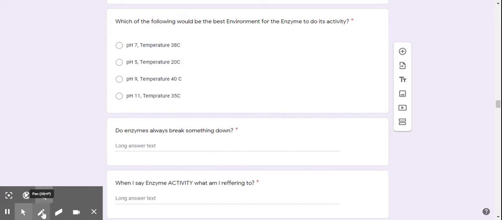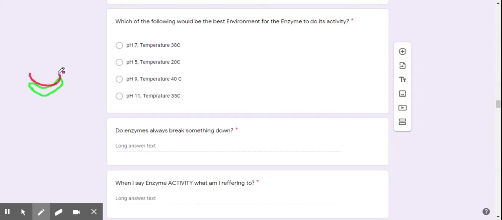So for example, right here, let me see if I can write down real quick. If the job of the enzyme, like this one right here, is to take in the substrate and then break it down into two things, then yeah, that enzyme's job is to break something down because that's what's going on in the reaction. We're breaking down one thing and making it into many.